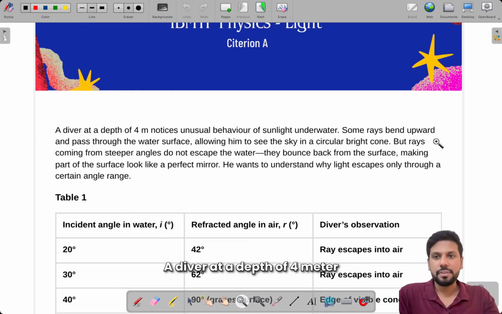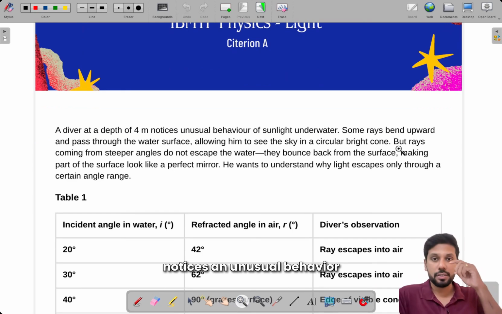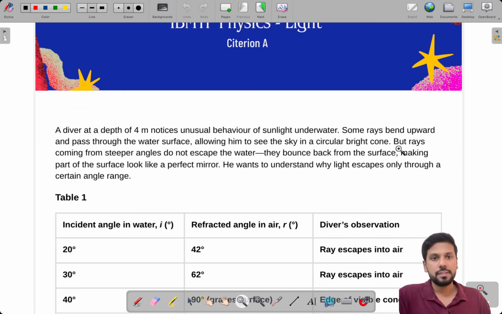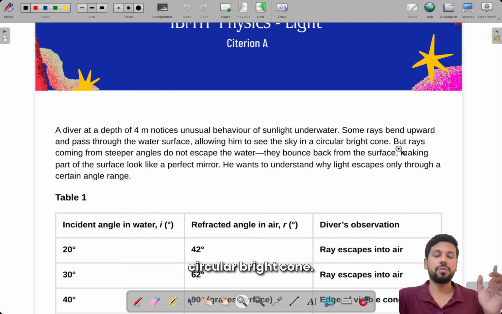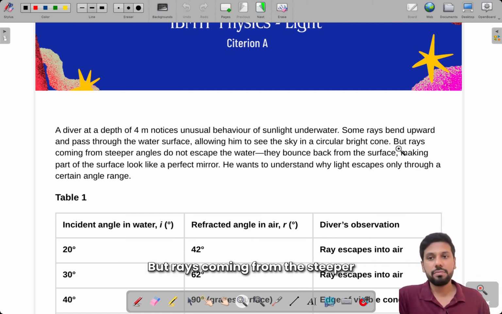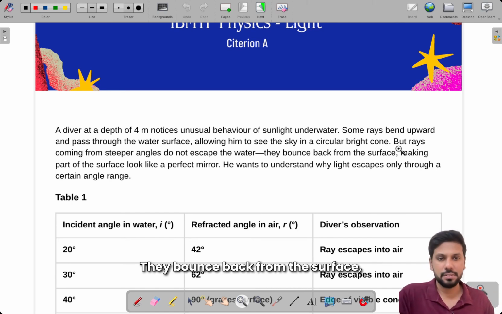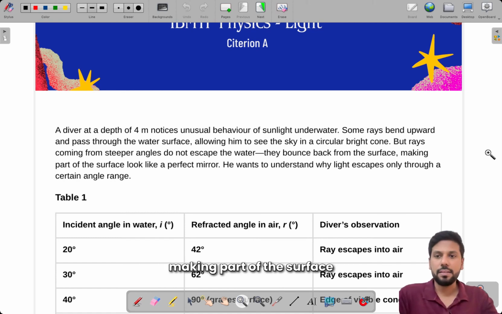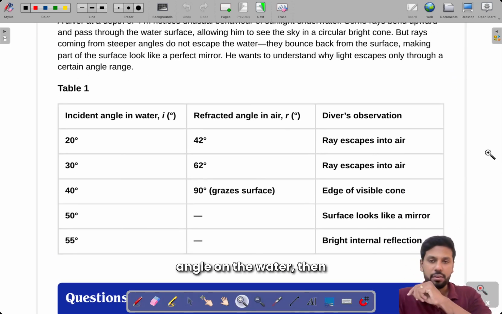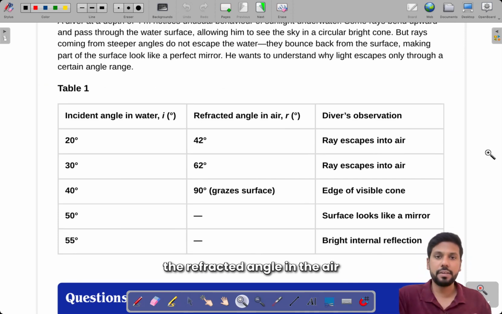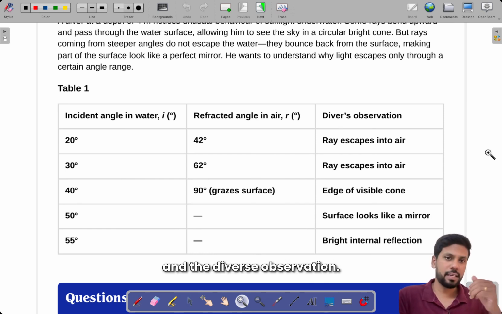So moving forward, a diver at a depth of 4 meters notices an unusual behavior of sunlight underwater. Some rays bend upward and pass through the water surface, allowing him to see the sky in a circular bright cone. But rays coming from a steeper angle do not escape the water; they bounce back from the surface, making part of the surface look like a perfect mirror. He wants to understand why light escapes only through a certain angle. Right now he has a table which gives the incident angle in the water, the refracted angle in the air, and the diver's observation.